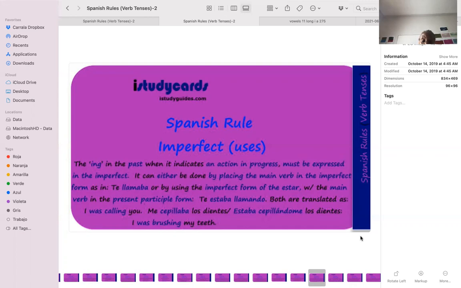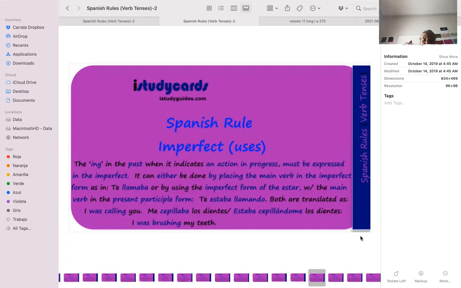te llamaba, or by using the imperfect form of the verb estar with the main verb in the present participle form. So, te estaba llamando. Both in English are translated as I was calling you. So if you say te llamaba, that means I was calling you.